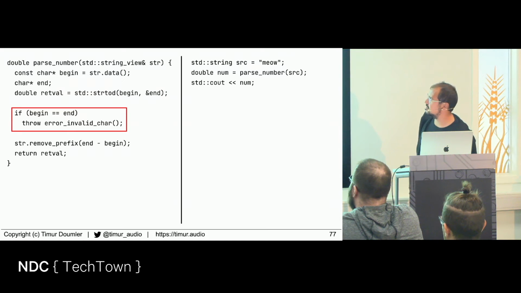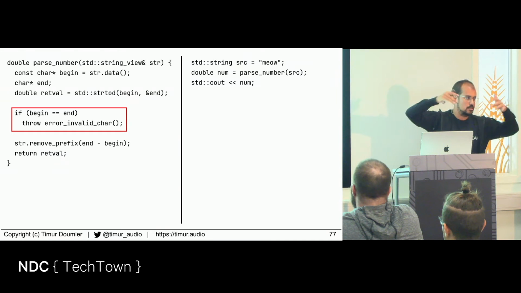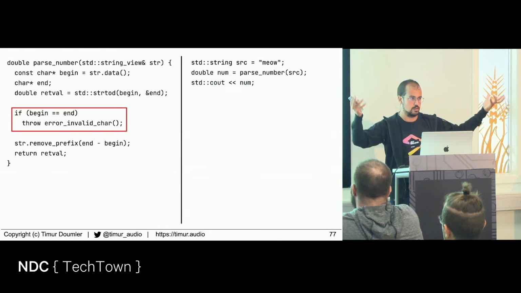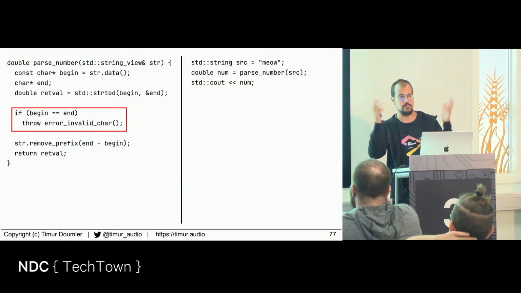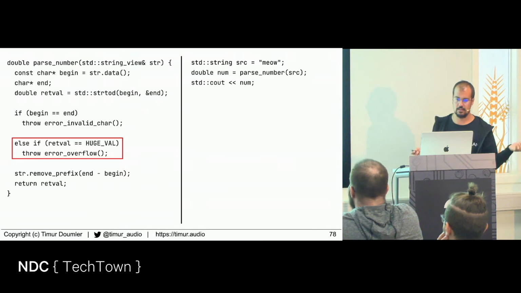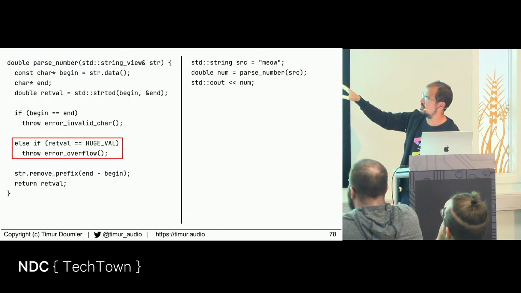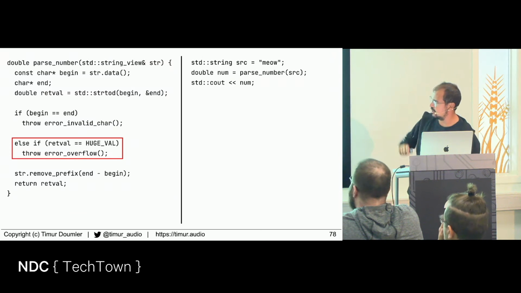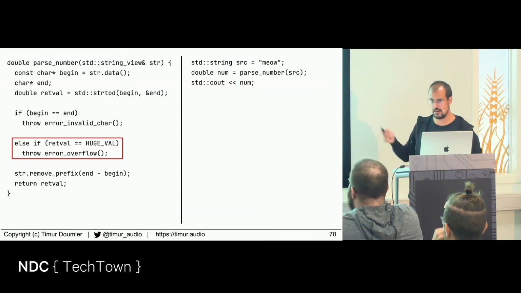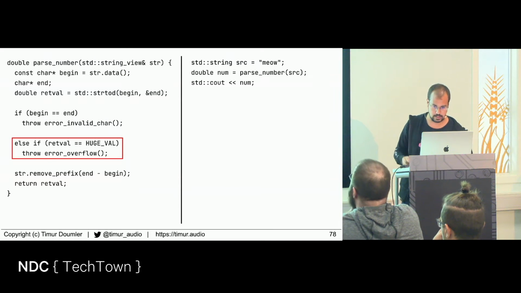And then there's another case that can go wrong if your string is too long and has too many digits. It doesn't fit into a double, right? You have something like 10 to the power of 1000. It doesn't fit into a double, so you get an overflow error, and strtod sets the return value to a special macro value, and so you have to catch that as well. So these are the two possible errors that we want to handle, and one thing we can do is throw an exception, right?